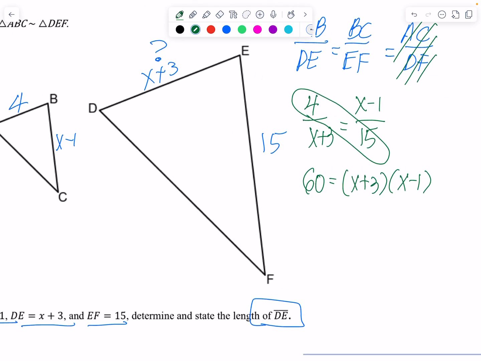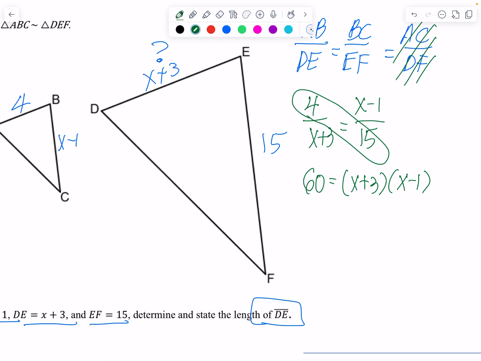Now we have to remember some algebra. So when you are multiplying binomials, you can do the multiplication box or just distribute or FOIL. X times x is x squared. X times -1, negative x, 3 times x, positive 3x, and 3 times -1 is -3.